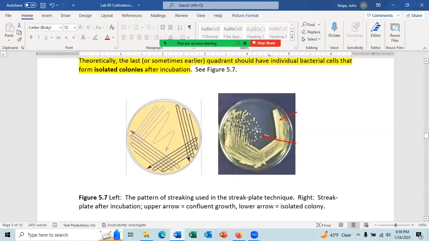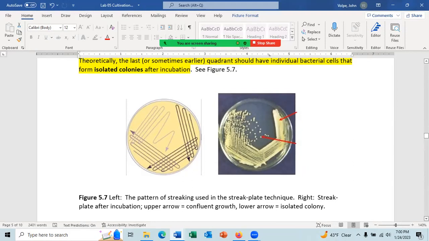It could be in sector 4, in sector 3, in sector 2, or maybe even in sector 1. Wherever you get isolated colonies, that's what you want when you're streaking for colony isolation.